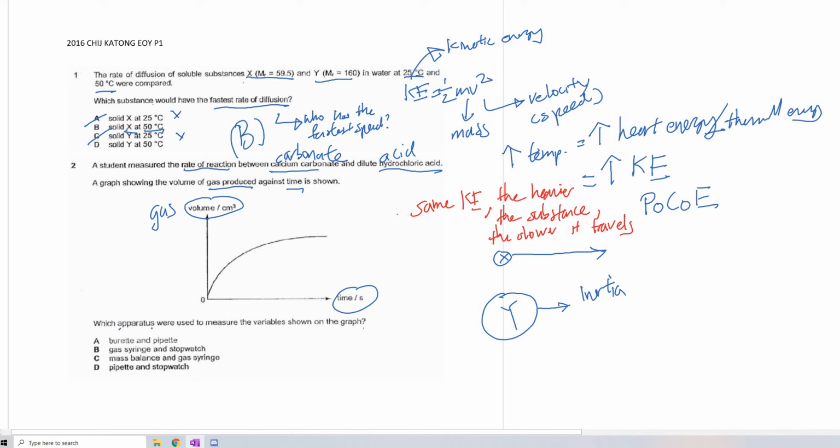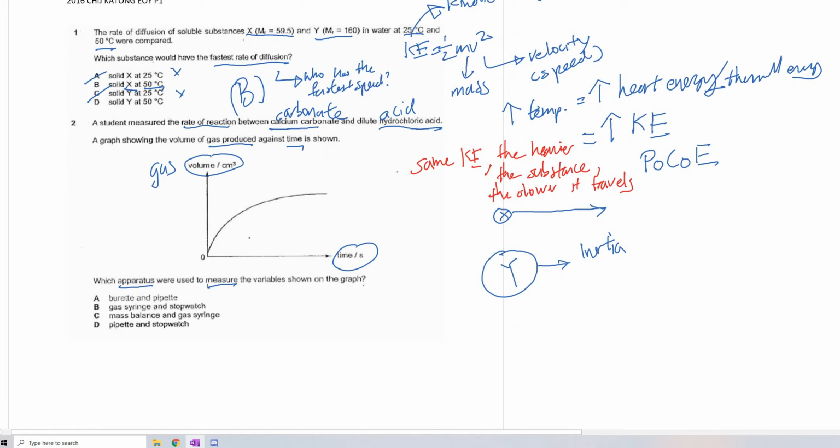Which apparatus were used to measure them? So we cannot use a burette and a pipette to measure gas, so straight away A is wrong. Same thing, D is also wrong. So for time, the apparatus we use is the stopwatch, and therefore the answer is B. We use a gas syringe to measure the gas, stopwatch to measure the time.